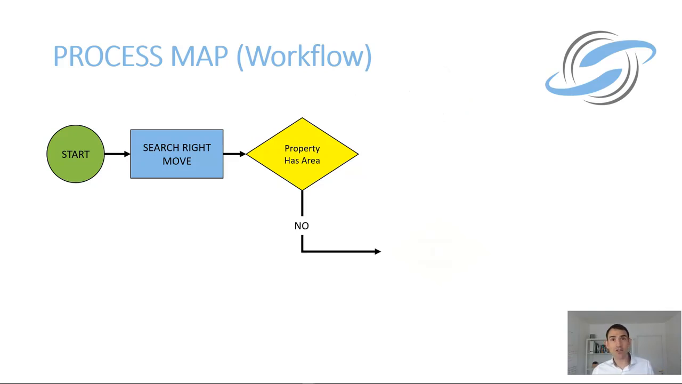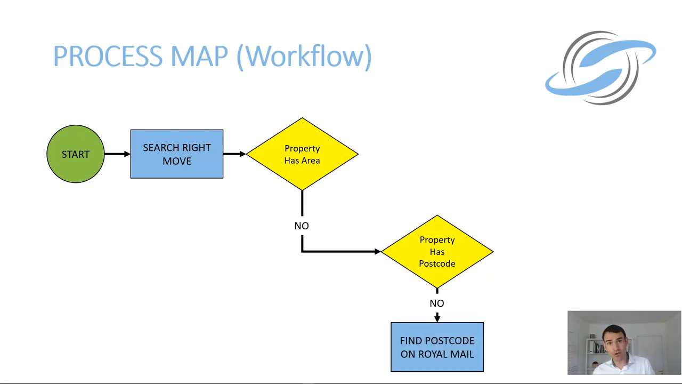However, if we haven't got the area, then we need to find it. So the next question is, do we have the postcode? Because we need the postcode to search on the EPC register. So no, therefore we'll have to go to the Royal Mail website, get the postcode, and then we ask ourselves the same question. In theory, you don't actually have to ask yourself the same question, it's just how you represent it on the flow diagram.